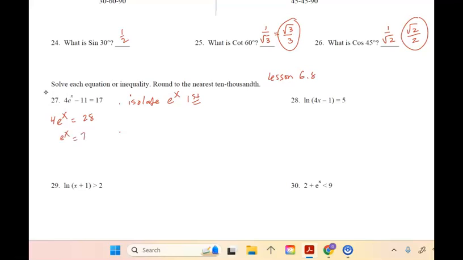And now I'm ready to change to a natural log equation. So this would be natural log 7 equals the exponent x. And so now it's pretty easy. We just go to our calculator and we find the ln button, and we put 7 in the parentheses. And to the nearest 10,000th, that's 4 decimal places, x is going to be 1.9459.